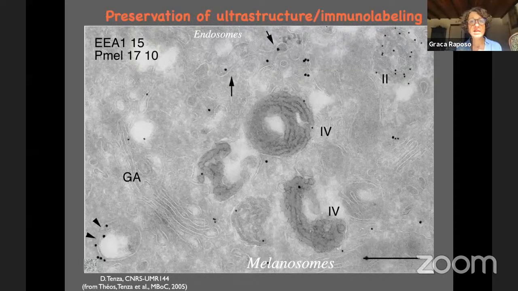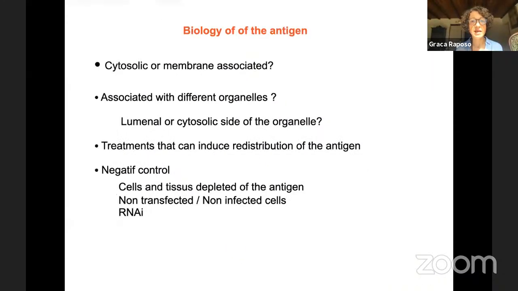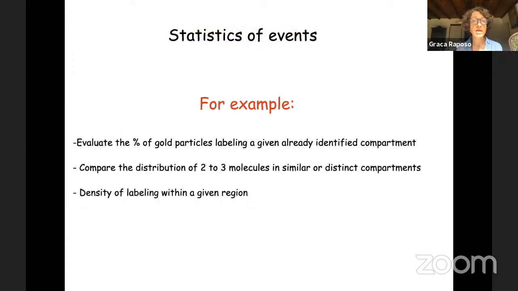We have here 2 examples, big gold to label endosomes with the early endosomal antigen 1, and the melanosomal protein with the smaller gold. And here you have, of course, the picking up of the sections, which is one of the tricky things, but there's a way to bypass it. Again, you need to know very well the biology of your antigen. Always use negative controls.